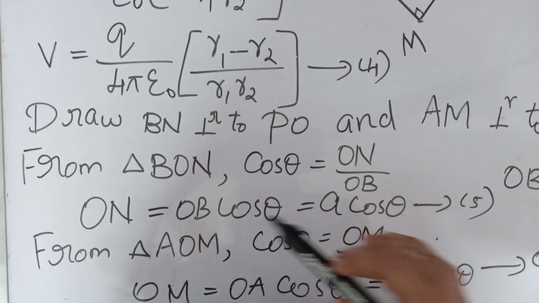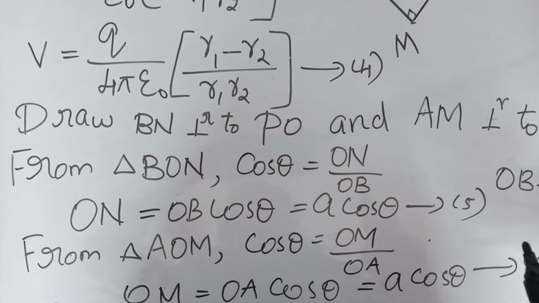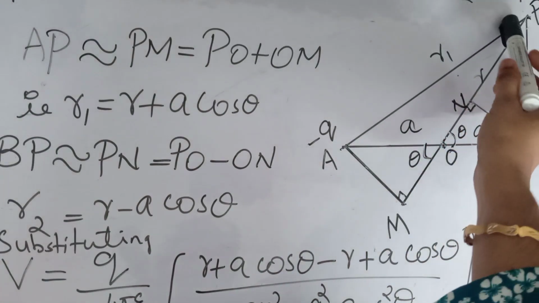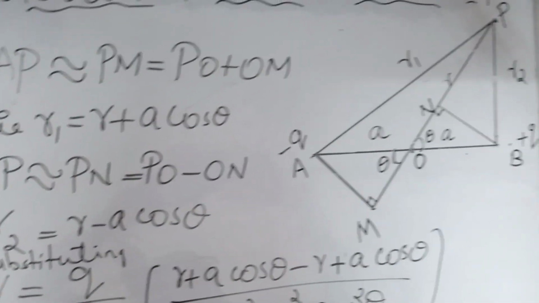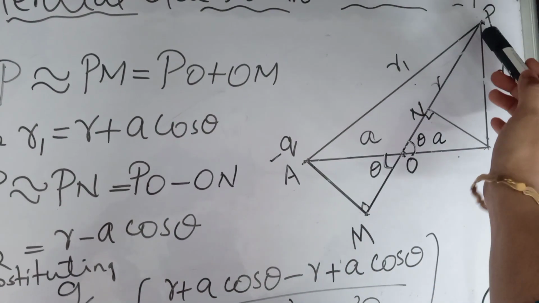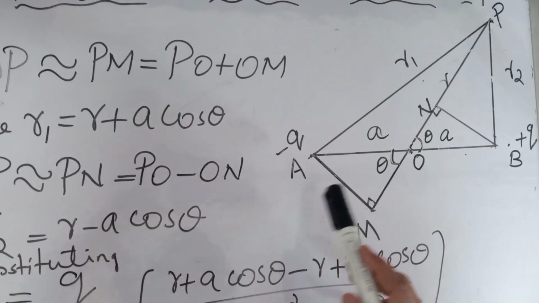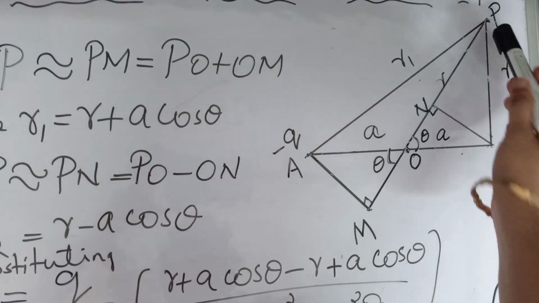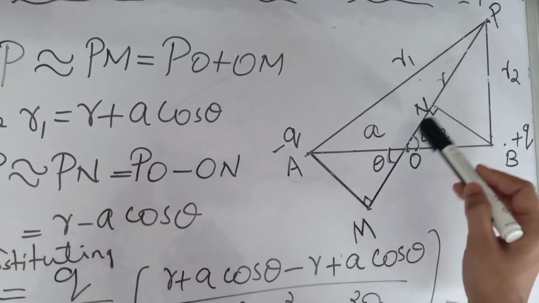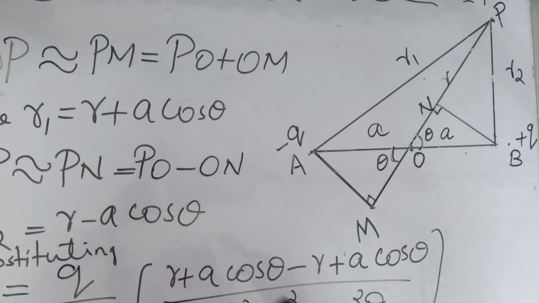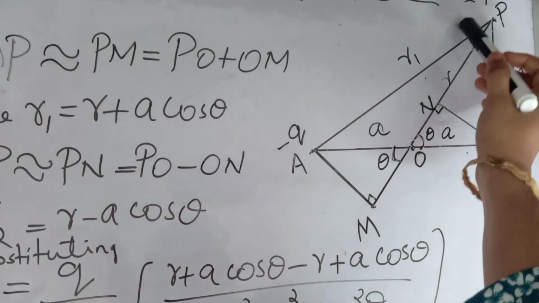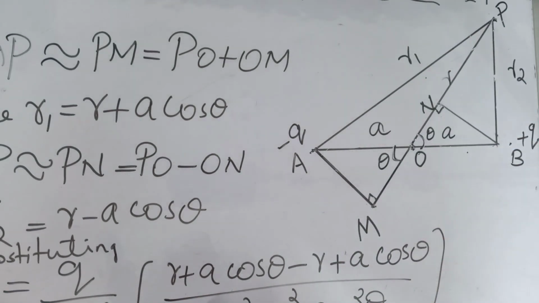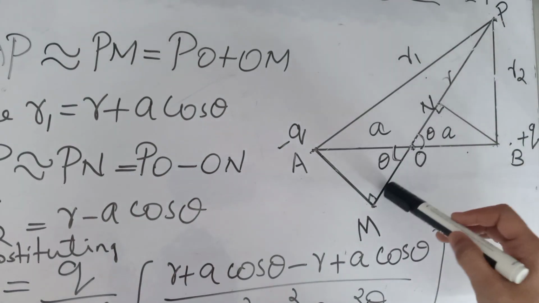Now we are getting the two equations ON and OM. Now we can substitute. Now we can take the approximation. Here we have told that AP is approximately equal to PM, right? Therefore we can write this AP is equal to, how we can write? PM is approximately equal to OP plus OM, right? Or PO plus OM. So how we can write? R1 is equal to this R1. This one we are finding, right? So R1 will be equal to this R plus OM is A cos theta. So R1 is equal to R plus A cos theta.